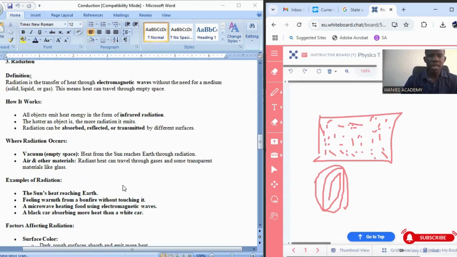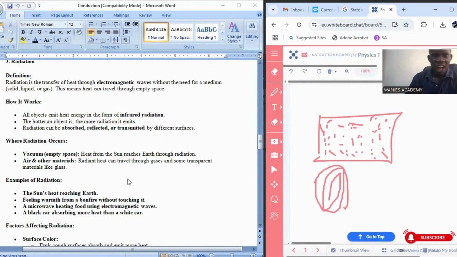Now, examples of radiation: the sun's heat reaching the earth is a good example of radiation. Feeling warm from a bonfire without touching it is an example of radiation. A microwave heating food using electromagnetic waves is an example of radiation. A black car absorbing more heat than a white car is an example of radiation. All of these are good examples of each of these methods of heat transfer.